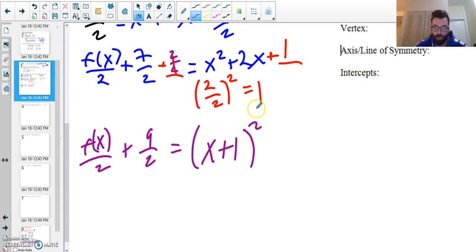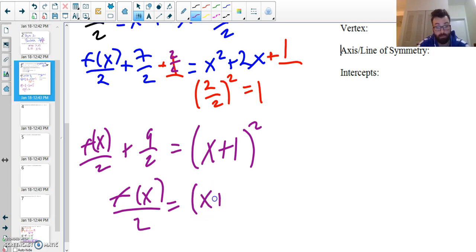We would square root both sides and solve from here. Well, now I want to isolate my f of x and solve. Isolate for f of x and solve for f of x. So we're going to solve by isolating. Solve by isolating. So x plus 1 squared minus 9 over 2.